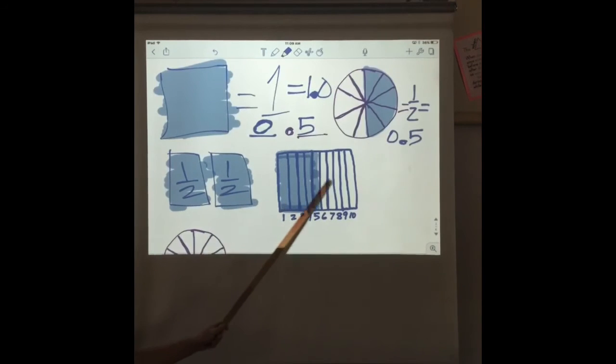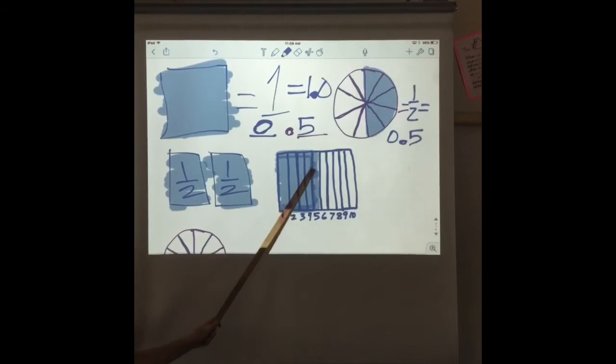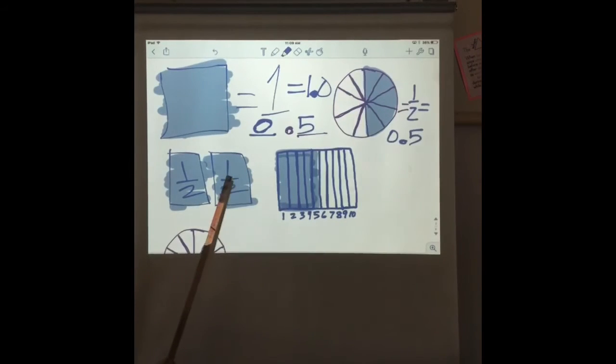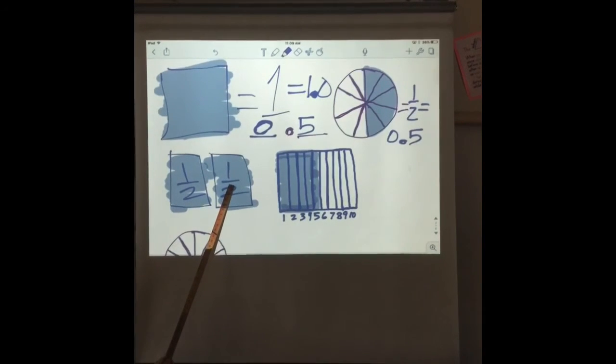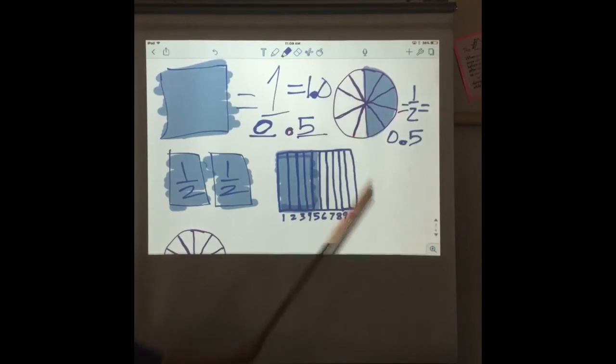Do I have half of it shaded in? Yes. I have 1, 2, 3, 4, 5, right? Yes. So I have half of it shaded in. This is the same as this, right? Yes. Good. And this is the same as this, right? Yes. Okay.